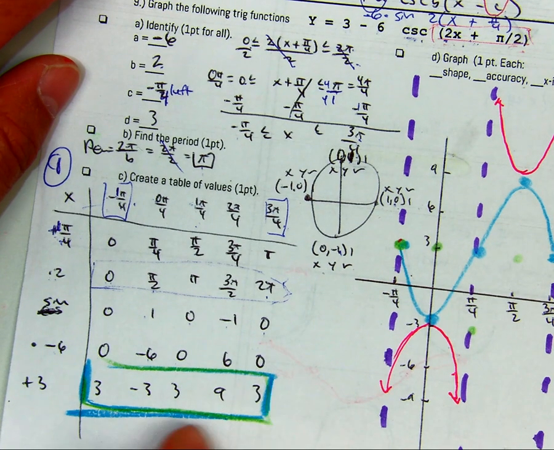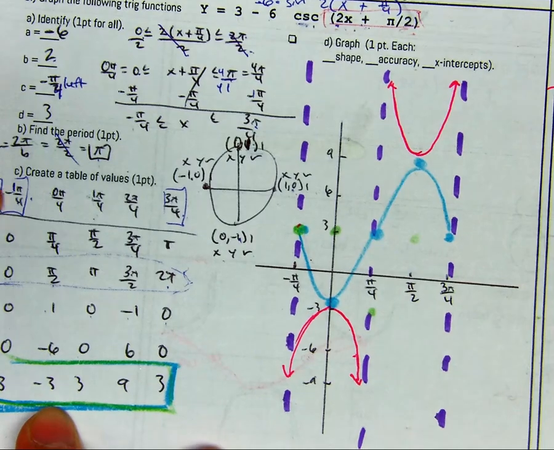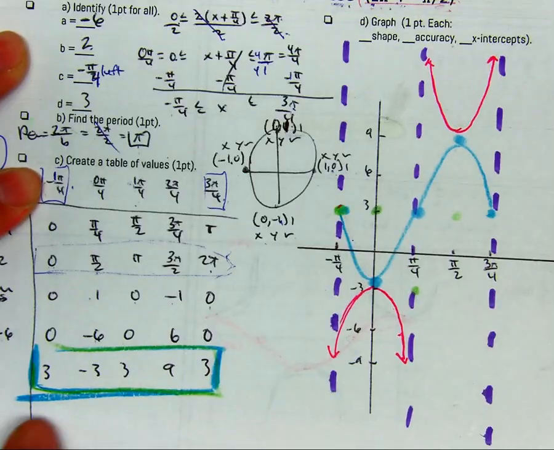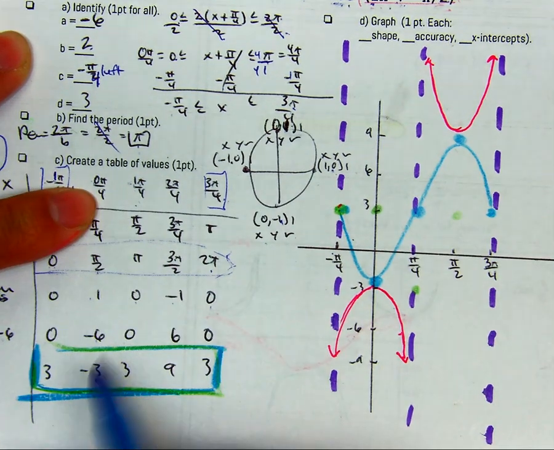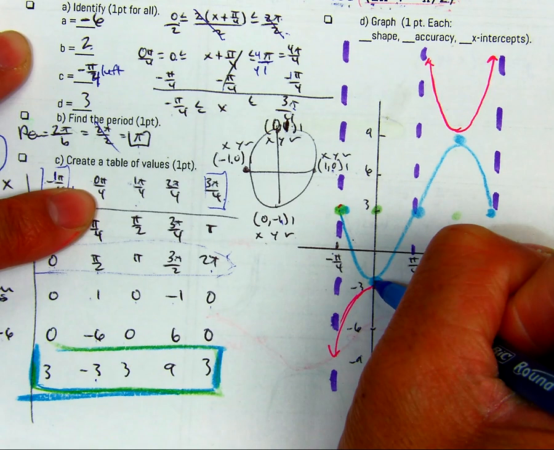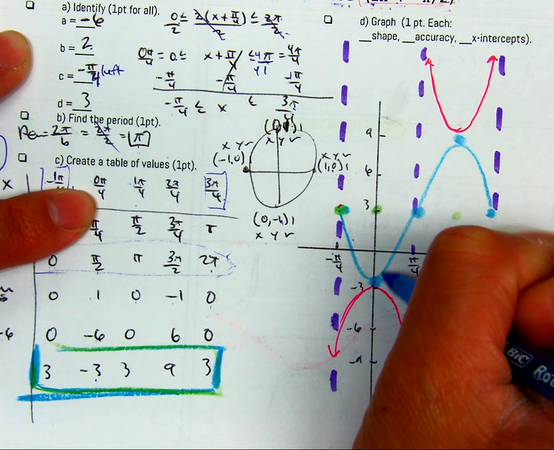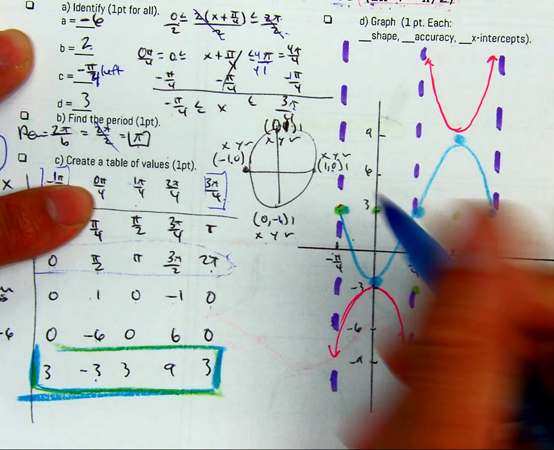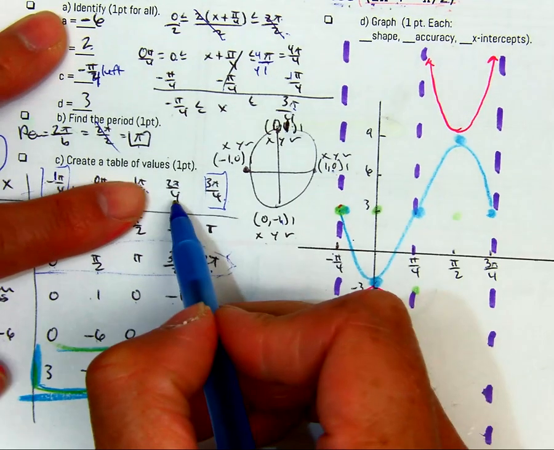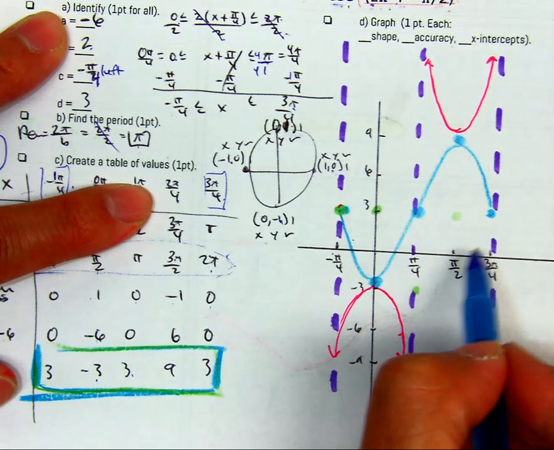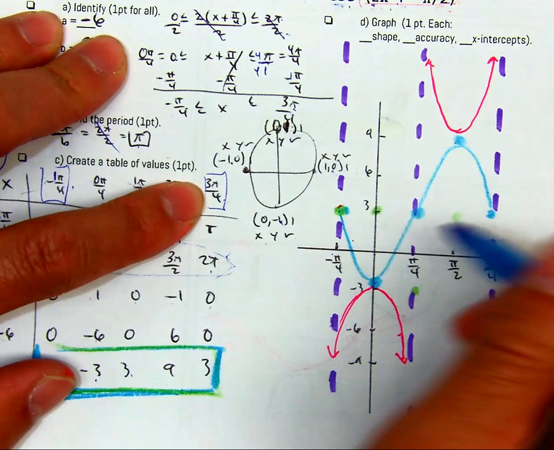So in blue, I'm going to graph these points. At negative pi over 4, I'm going to graph 3. Negative pi over 4, 3. At 0, I'm graphing negative 3. That shows the shift up, essentially, sorry, up. And at pi over 4, you have 3. And then at pi over 2, you have 9. And at 3 pi over 4, you have 3.